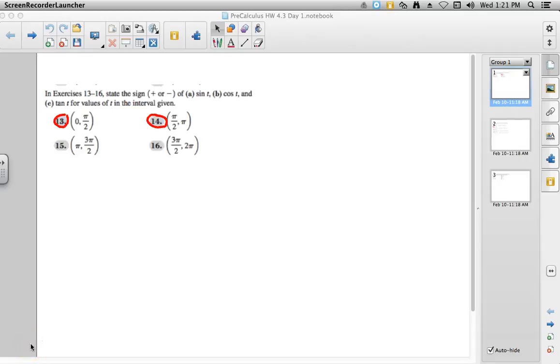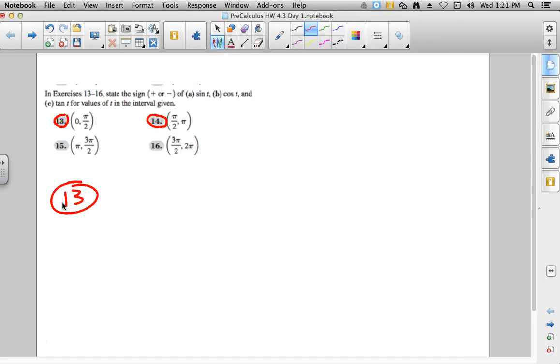These are the frequently asked questions for pre-calculus for section 4.3, day 1. In exercises 13 to 16, state the sign, positive or negative, of A, the sine of t, B, the cosine of t, and C, the tangent of t for values of t in the given interval.